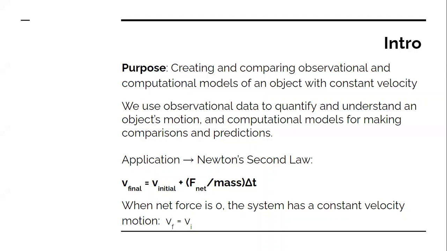And this is a big application of Newton's second law, because we can use force, mass, and acceleration to help us predict an object's motion and to also tell us how it's already moving. So we use this law down here, where final velocity equals initial velocity plus net force divided by mass times delta t, which represents the change in time. And in this lab, since we're looking at constant velocity motion, we want to see that when our net force is zero, which it is, the final velocity equals the initial velocity.